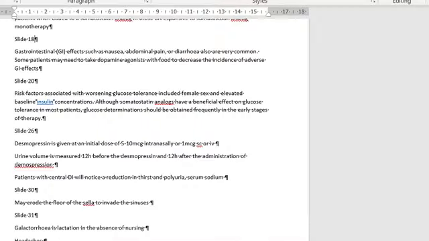I think it's worth pointing out as well that risk factors associated with worsening glucose tolerance include female sex and elevated baseline insulin concentrations. Although somatostatin analogs have beneficial effects on glucose tolerance in most patients, glucose determination should be obtained frequently in the early stages of therapy, because in some patients, particularly in women, you may have elevated insulin concentrations and potentially worsening glucose tolerance as well.